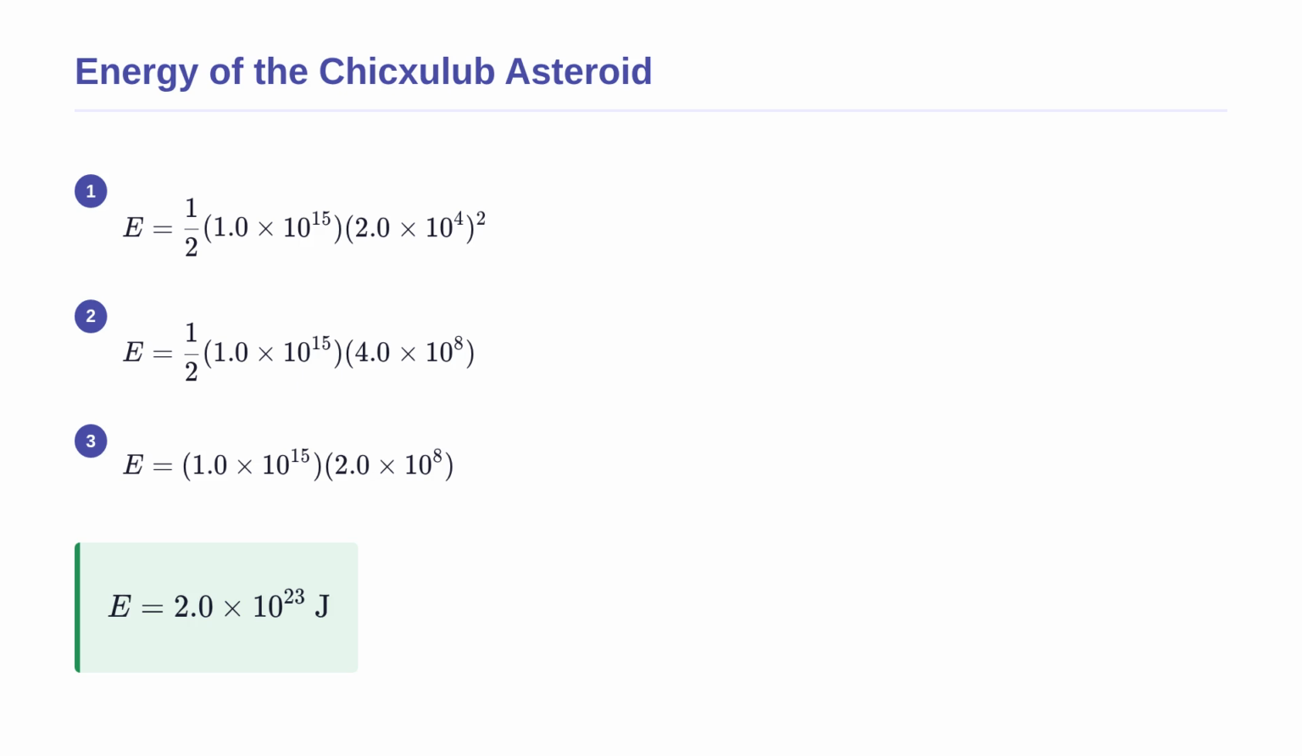First, we substitute the mass and velocity into our equation. The crucial next step is to square the velocity term before multiplying, following the standard order of operations. Squaring the velocity gives us 4.0 times 10 to the 8th. Multiplying this by the mass and dividing by 2 gives us our final answer, 2.0 times 10 to the 23rd joules. This unimaginable energy is roughly equivalent to 100 million megatons of TNT, instantly vaporizing rock and triggering global tsunamis.